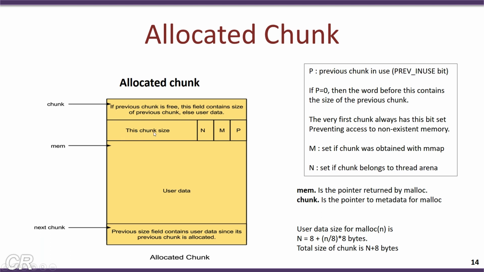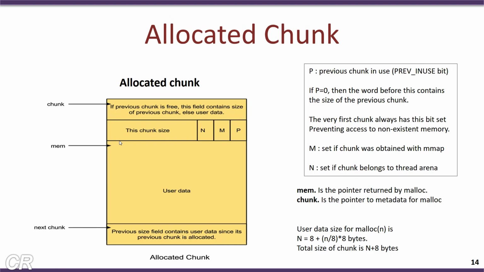It has the chunk size, which is present over here, and then it has three flags, the N, M and P flag. The P flag is used to determine whether the previous chunk over here, which ends at this particular point, is used or unused. Now if P equals 0, then the contents of this would be the size of the previous chunk. Besides this, we have two other flags, the N flag and the M flag. These two flags are not very important for us. The M flag is set if the chunk was obtained using an mmap system call, while the N flag is set if the chunk belongs to a thread arena.